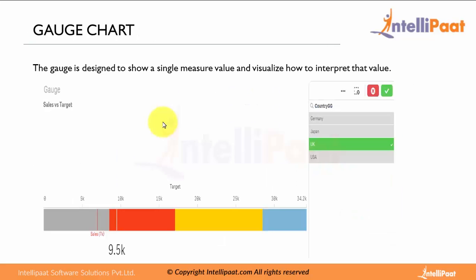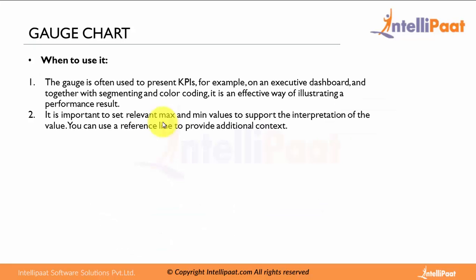So the gauge chart is designed to show a single measure value and visualize how to interpret the value. So it is the advanced version of the KPI. We have some limitations in the KPI, so in that scenario, if we need a pictorial representation, then we can go with the gauge chart. So when to use it?